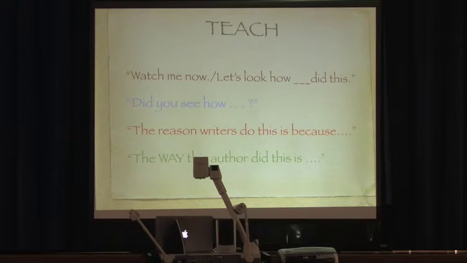And finally, the way this author did this, boys and girls, the way this author included a strong need was to put some echoing sentences. Okay. There's a lot of ways to do some of the things that we teach.